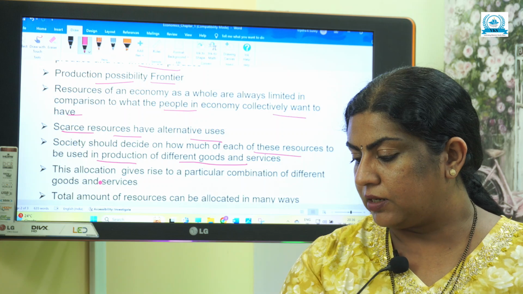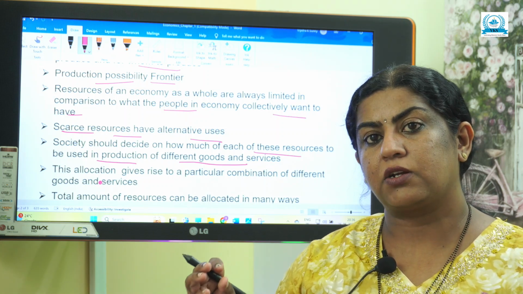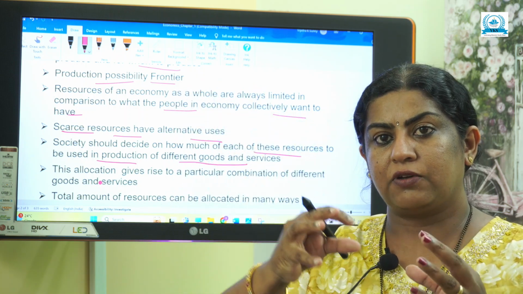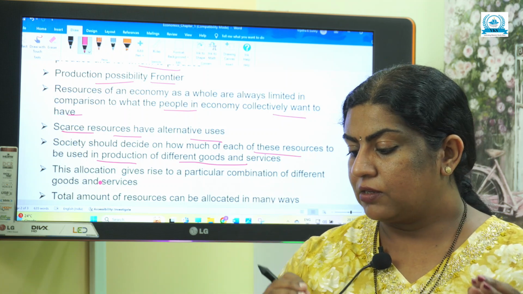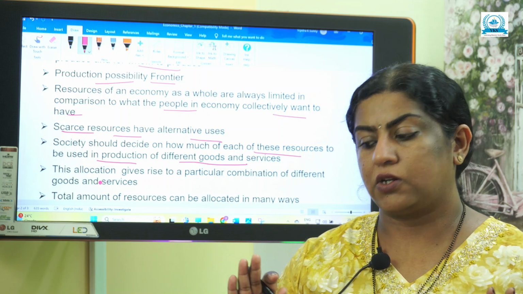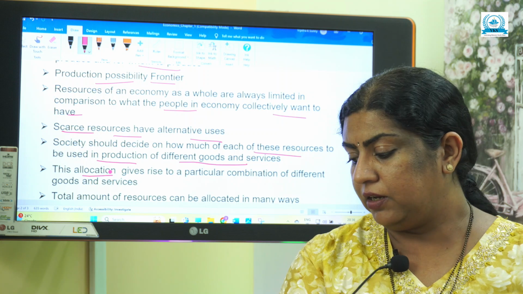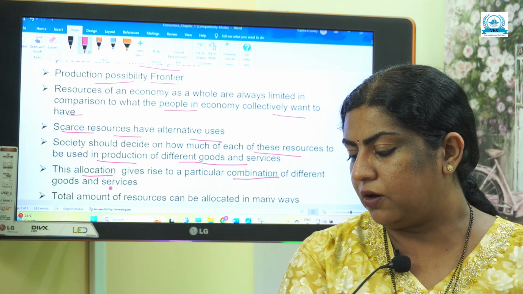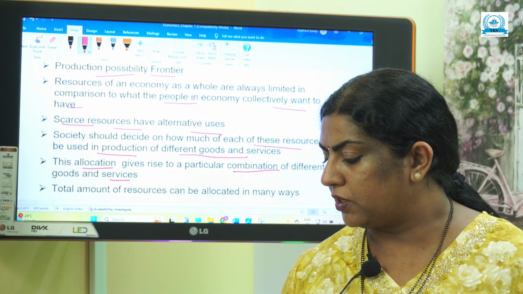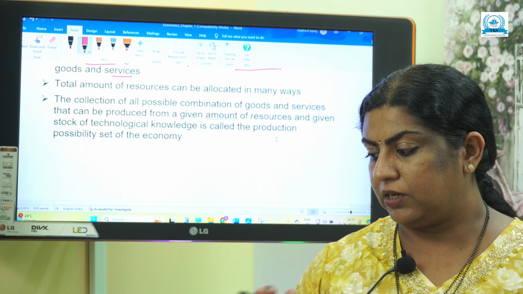This allocation: society should decide how much of these resources to use in production of different goods and services. So how much electricity for the production of one good, how much for the production of another good. This allocation, this division, gives rise to a particular combination of different goods and services. So when you decide this, there is a different combination of goods and services. So the total amount of resources can be allocated in different ways.